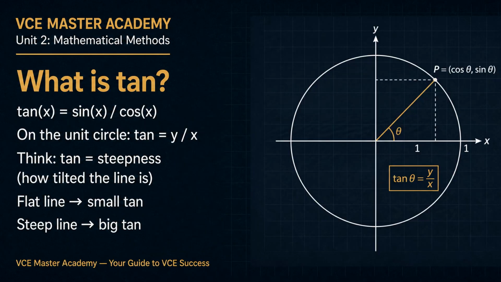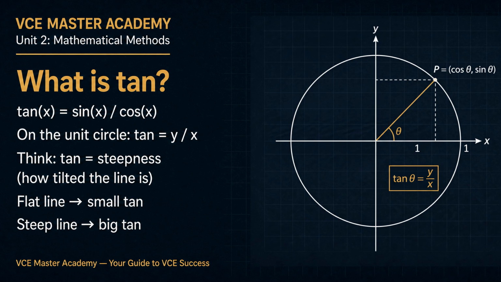Here is the simplest way to see it. On the unit circle, for any angle, tan is just the y value divided by the x value. In other words, tan of x equals sine of x divided by cosine of x. You can also think of tan as steepness, how steeply the line from the center is tilted.